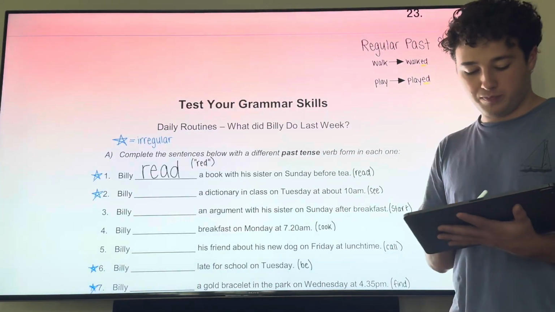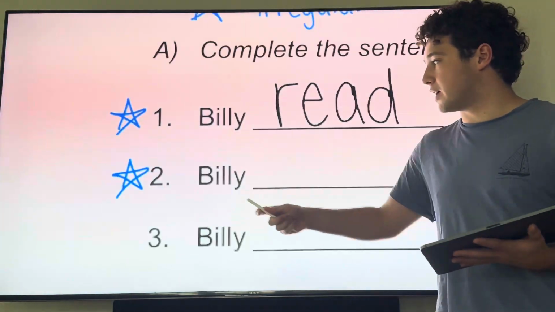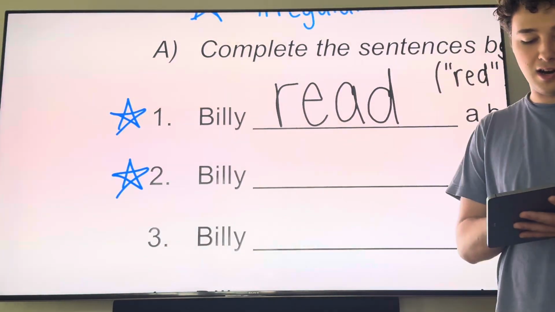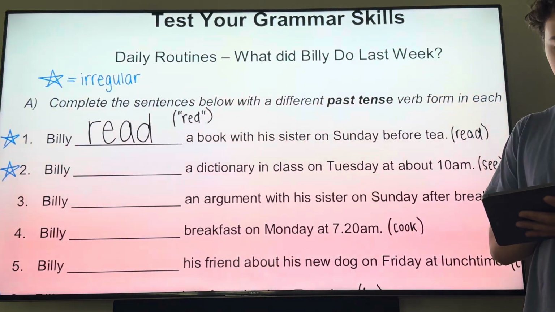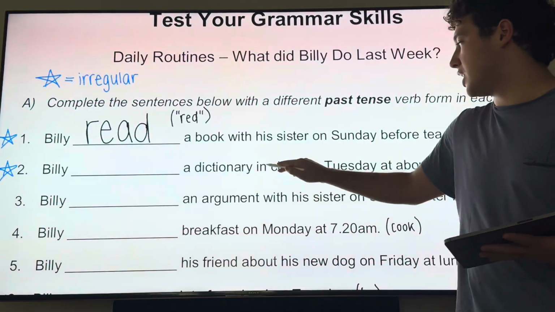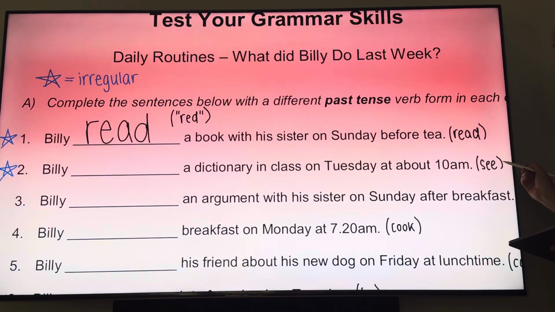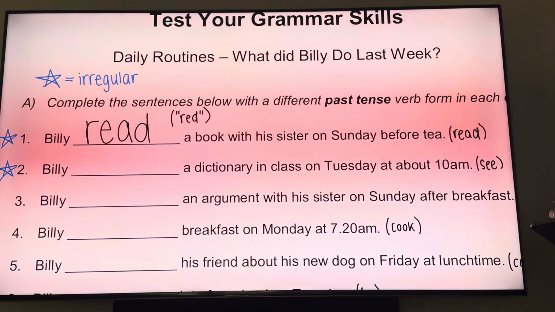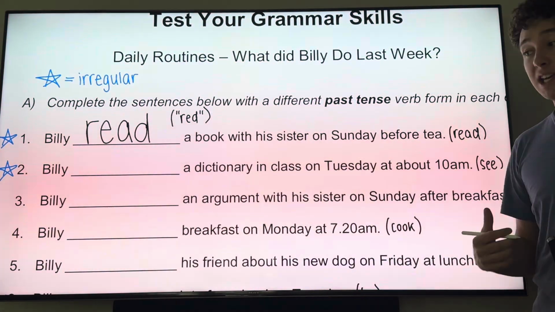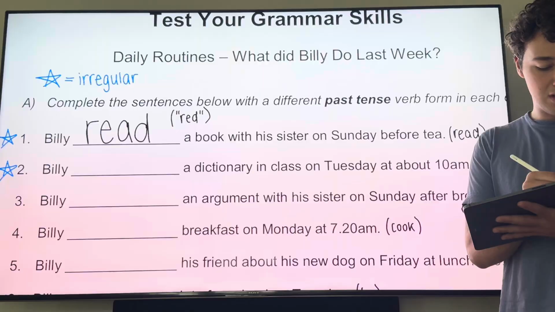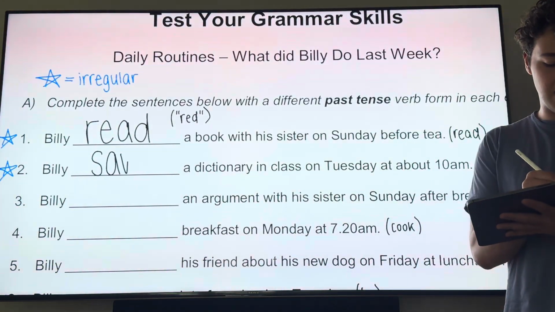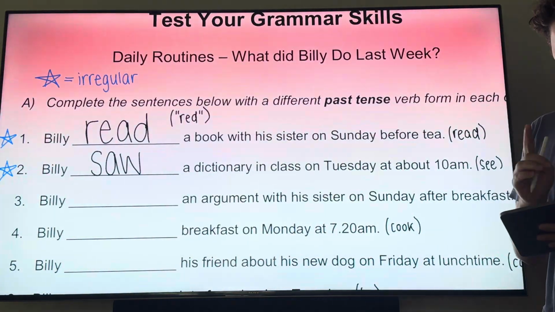Okay, number 2. This one is also an irregular, as you can see with the star here. And it says, Billy blank a dictionary in class on Tuesday at about 10 a.m. And the verb they give you is see. The past of see is saw. Billy saw a dictionary.